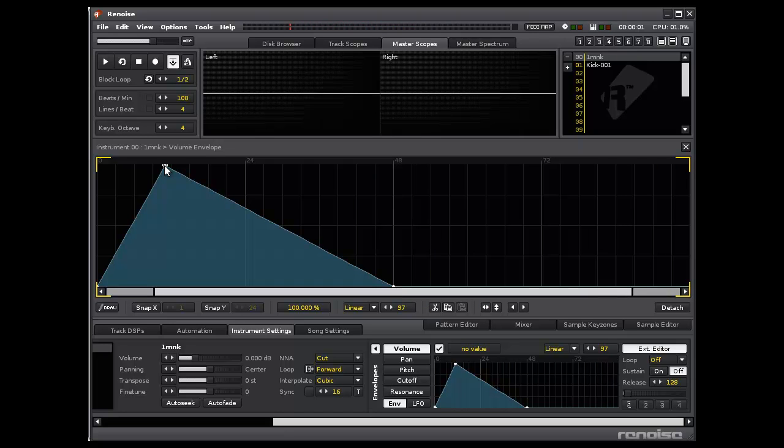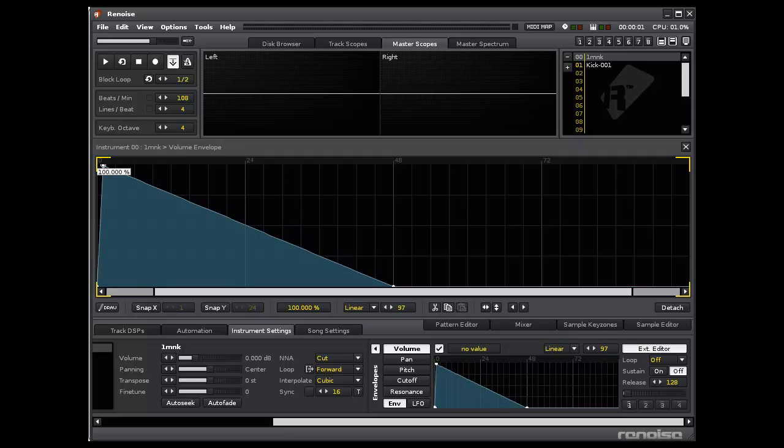The FM software that we're going to be using assigns a value of 0 to 31 to attack rate and sustain rate. 31 is maximum, and 0 is minimum. So this would represent an attack rate of 31, so it's instantaneous.